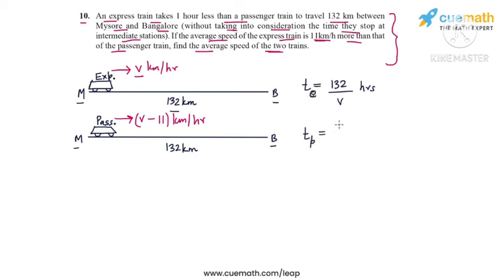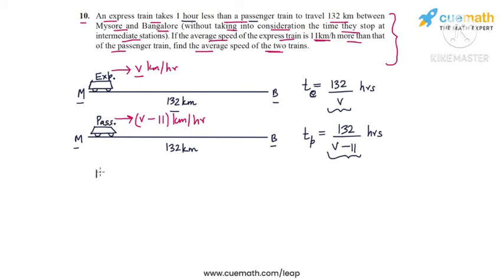So this will be the same distance, 132, by the average speed v minus 11, these many hours. So this is the time the express train takes, and this is the time the passenger train takes, and we know that the express train takes 1 hour less than the passenger train. So this information can now be used to write an equation in v.